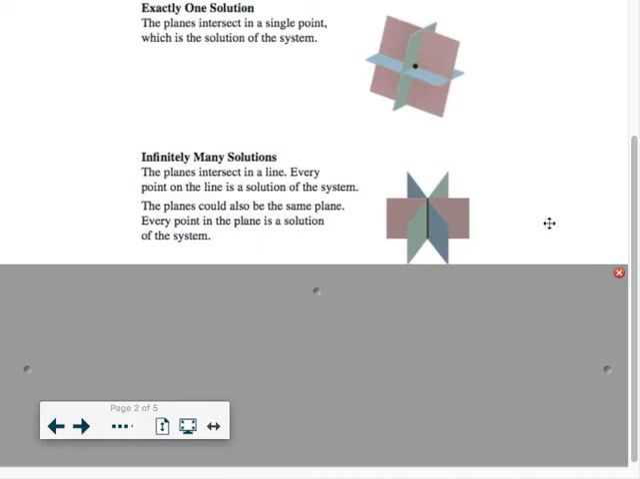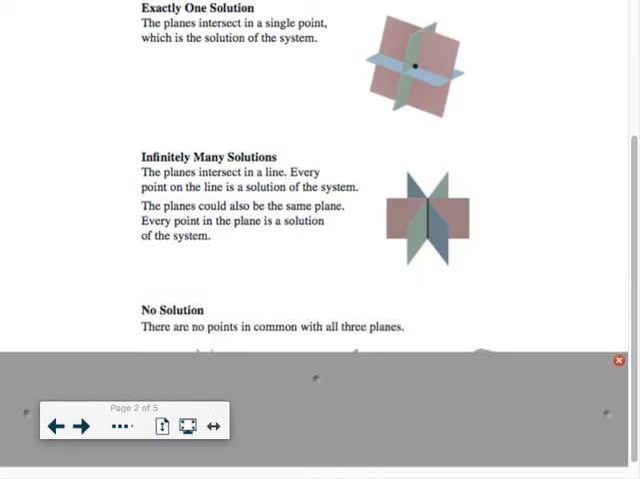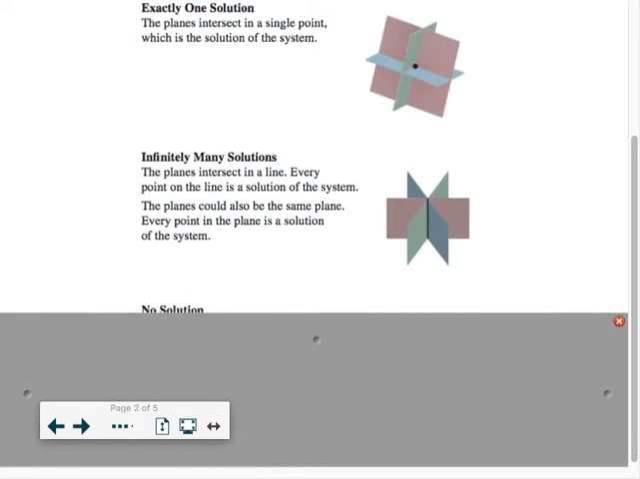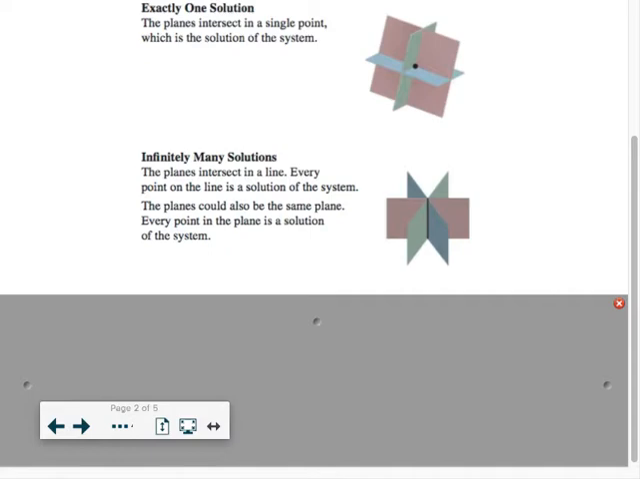For infinitely many solutions, you're going to have your three planes, and instead of intersecting at a single point, they're going to intersect along a line. Or, oh, there's a picture missing. Oh, it doesn't have a picture. So they could intersect like they are here, sort of like fanned out, and see this black line right here? They're intersecting all on that line, so that's infinitely many solutions. Or, we don't have a picture for this, but you could have a plane on top of a plane on top of a plane, and then they share all those points as well. So that could be another infinitely many solutions.